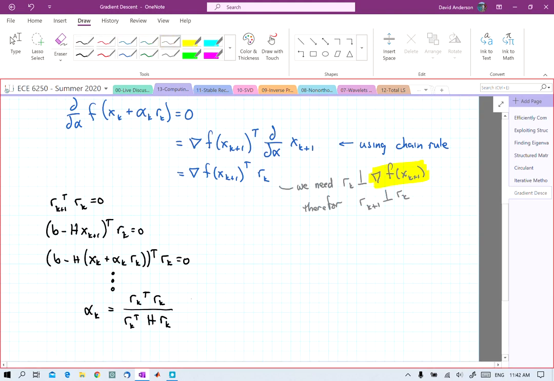So this ensures a rapid convergence. And for most problems, most large problems, it converges in 20 to 50 steps.